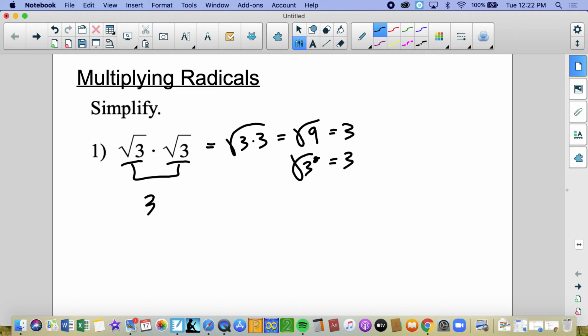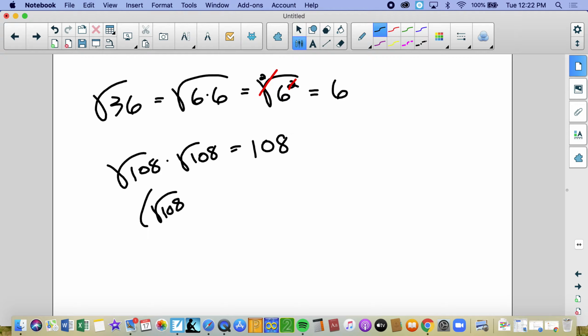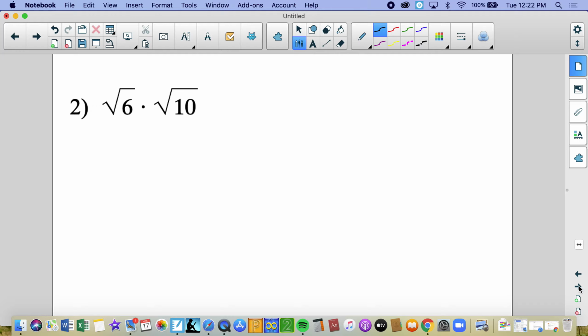So we like that. So if we see something like the square root of 108 times the square root of 108, we don't want to multiply those big numbers. We know that we're just going to get 108 because that's going to be 108 squared. The square and the square root cancel. Good, so that's where our thinking is.